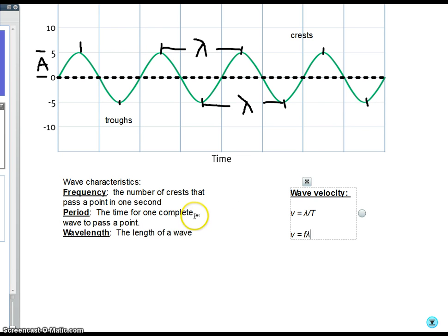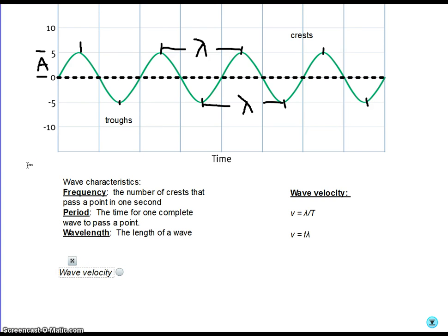Now these equations are a little misleading, because if you look at the equation mathematically, it would appear that the wave velocity depends on the frequency and the wavelength, but in fact the wave velocity doesn't depend on either of those things, and this is something you really need to remember. The wave velocity does not rely on the frequency or the wavelength. It only relies on the properties of the medium. So let's put that in here.